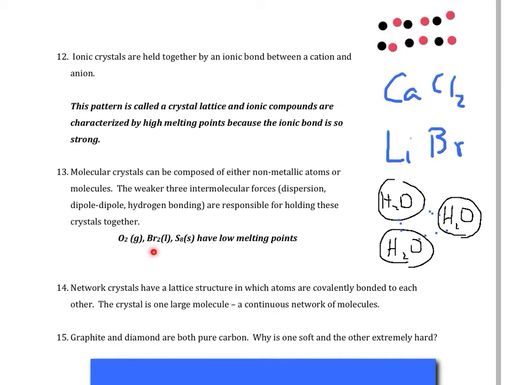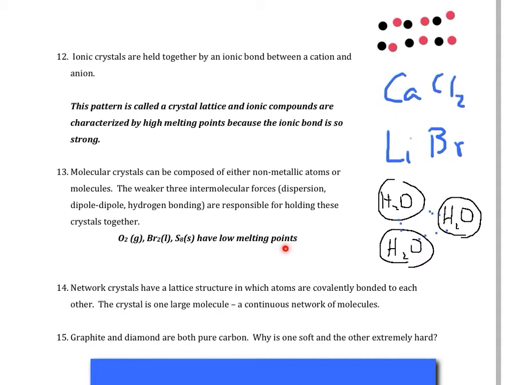And then let's consider sulfur. S8, it's an element, and it's also a molecule. It has dispersion forces, but because its molecular weight is so big, it's in fact a solid. What characterizes these, though, is they all have very low melting points. That's because these intermolecular forces are relatively weak compared to metallic bonding, or the metallic crystal and the ionic crystal.